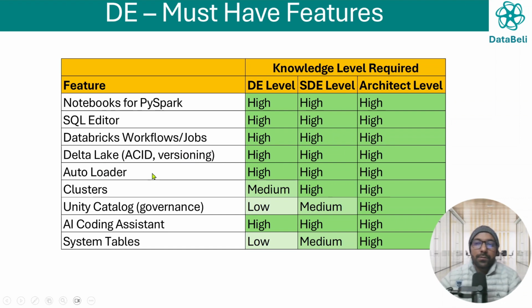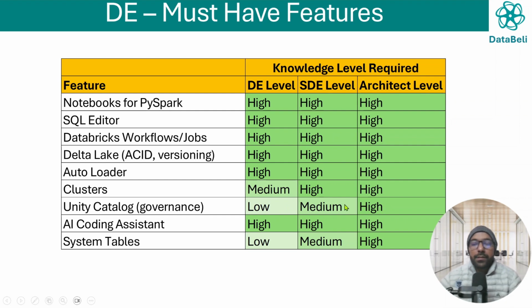Similarly, Autoloader, which is used to load incremental files, is also very important. When it comes to clusters, at the DE level we shall know what types of clusters there are and how to use them. Deciding the cluster configuration normally depends on the SDE and architect levels. And in terms of Unity Catalog, DEs shall know how to use those features and in general how to play around in Unity Catalog. They can always get help from the SDE and architect.